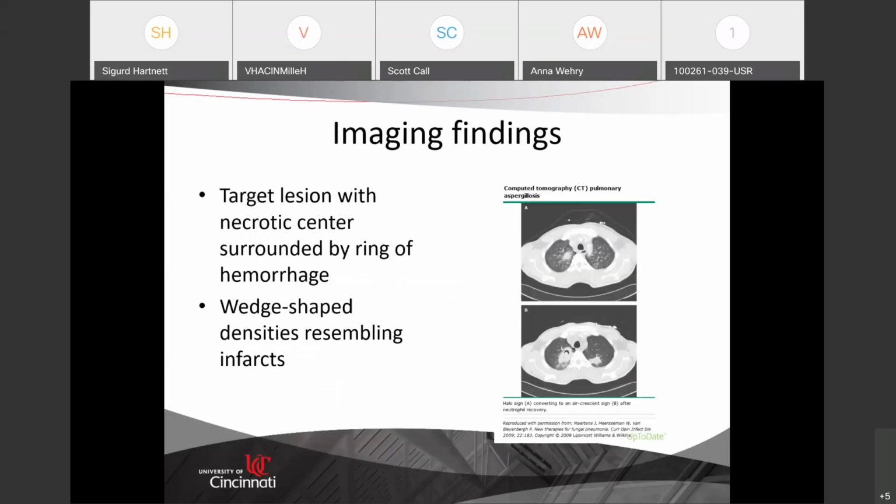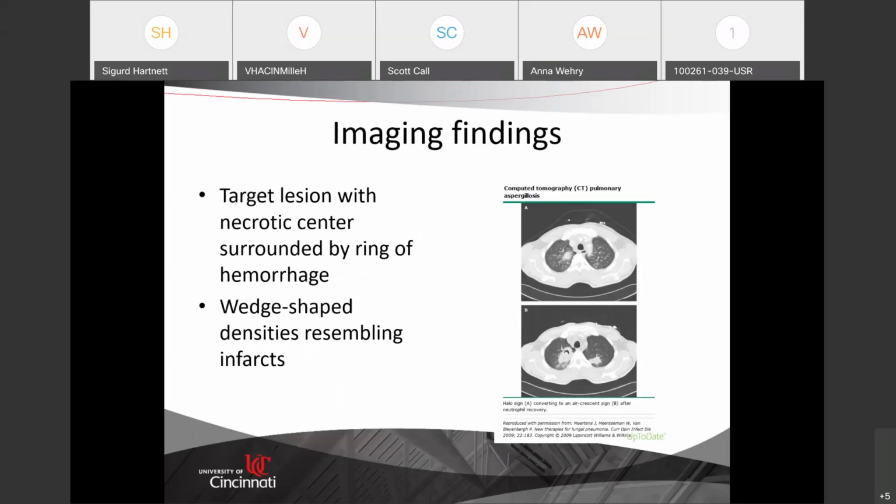Here is the image finding. And so what happens is you get this targeted lesion of necrotic tissue that's surrounded by a ring of hemorrhage. And you can see it kind of in this area. The word that you'll see, and that this is typically described by, is the halo sign.